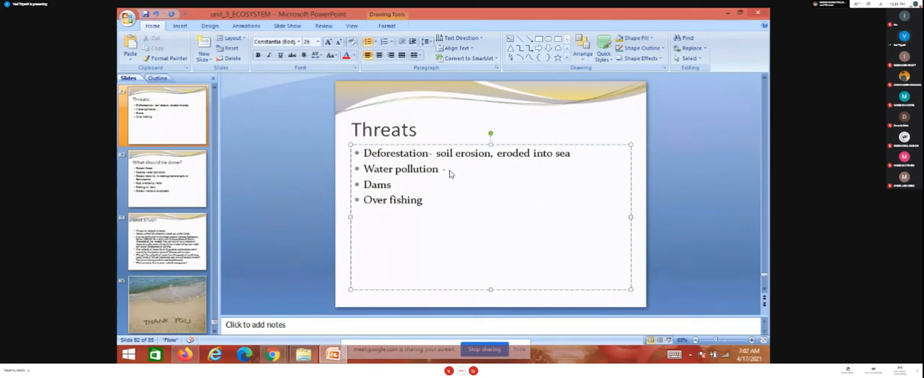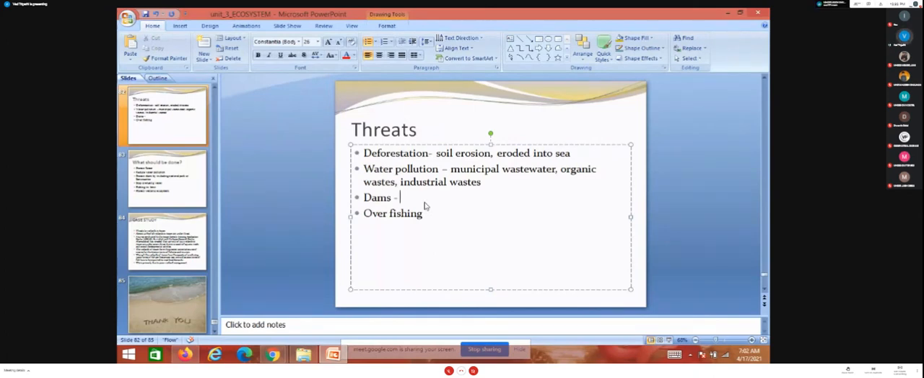Then water pollution from municipal solid waste, municipal wastewater, other organic wastes, and industrial waste. So even by industrial wastes, these ecosystems are polluted. Then the building up of dams. As we build dams, the aquatic ecosystems are affected.